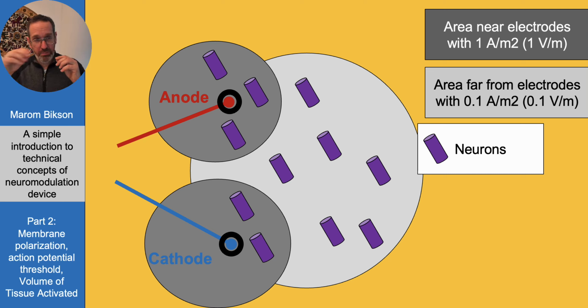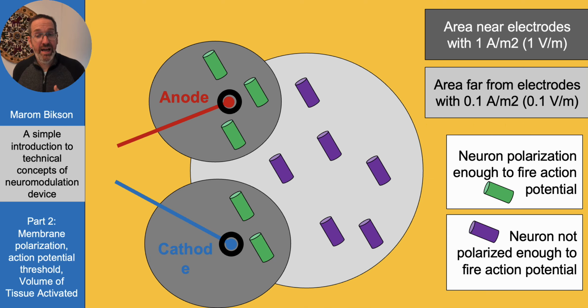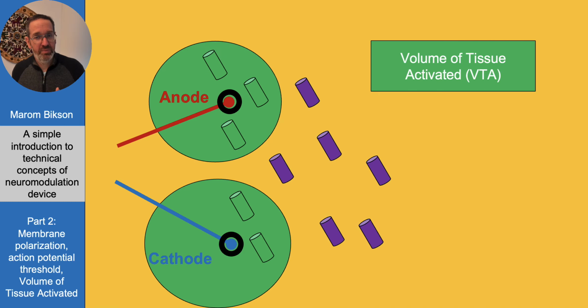Now let's populate some neurons in there. Some neurons are going to happen to be near the anode and the cathode. Some are going to happen to be far away. And what will happen? Well, the neurons that happen to be near the anode and the cathode will polarize enough to fire an action potential, because of the calculations we did before, that's enough, right? Arbitrary numbers. The neurons that are farther away from the anode and cathode are exposed to a lower electric field or lower current density, and by virtue of their distance, they will not polarize enough to fire an action potential. So it's all action potential for the greens and no action potential for the purple.